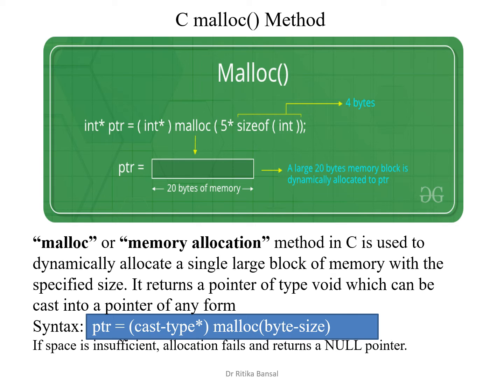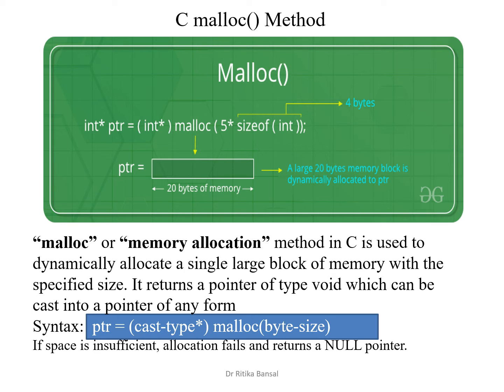Malloc is a method used to dynamically allocate a single large block of memory with the specified size. As you can see in the syntax, PTR is equal to cast type star, means you have to cast the type of the pointer according to the PTR, then malloc and byte size, how many bytes you want. If there is some issue in assigning the value, as there is no memory in the computer, or some error comes, malloc will return the null pointer to the PTR. Now this 20 bytes of memory is booked and the address is held by PTR.